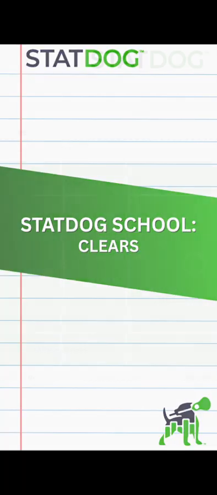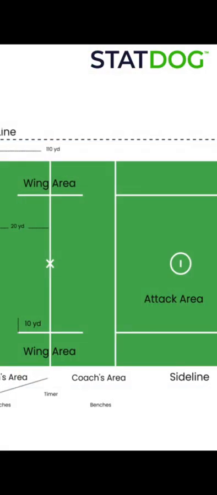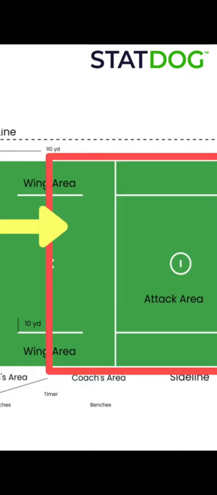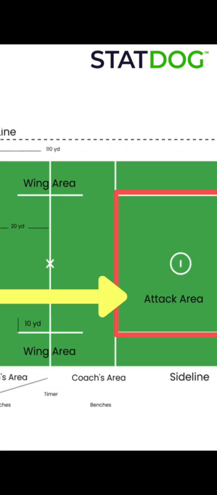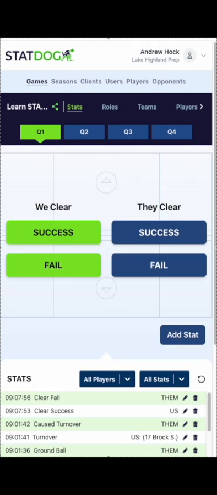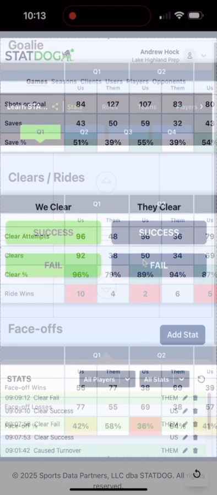Let's talk about clears. A clear is an attempt from one team to move the ball into the offensive area from its defensive area. If the game format calls for a shot clock, a successful clear is when one team crosses the midfield line with possession. If a shot clock is not being used, a clear is successful when the clearing team possesses the ball in the offensive box. There are 2 possible inputs for each team, success and fail. A simple tap on one of these buttons will complete the data entry.